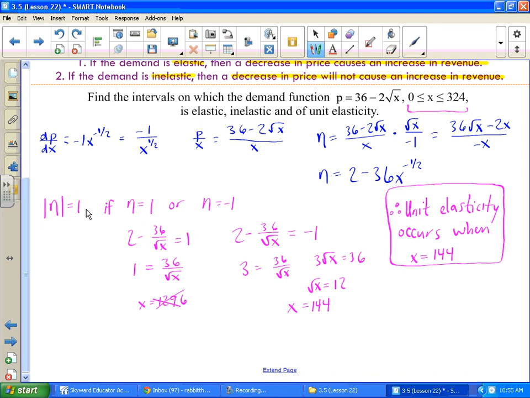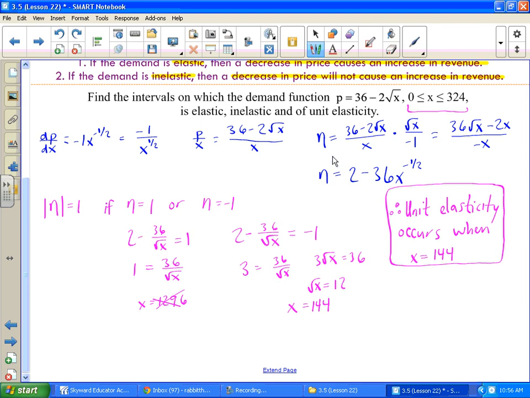Here, the absolute value equals 1, right? And the absolute value of 1 is 1, and the absolute value of negative 1 is 1. So whenever this is 1 or negative 1, this is a true statement, right? Okay, so I set it equal to 1, and I set it equal to negative 1. That makes sense? Okay, now that I have 144, it's unit elasticity at 144, which means it's going to be elastic on one side and inelastic on the other side of 144. So from 0 to 144, I'm going to try to find if that's elastic or inelastic, okay?